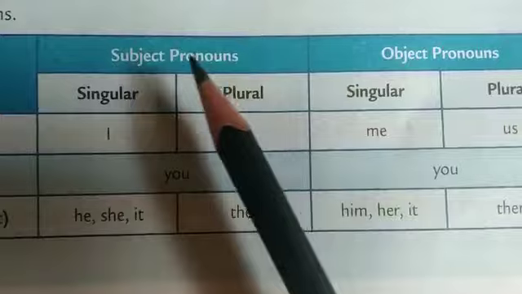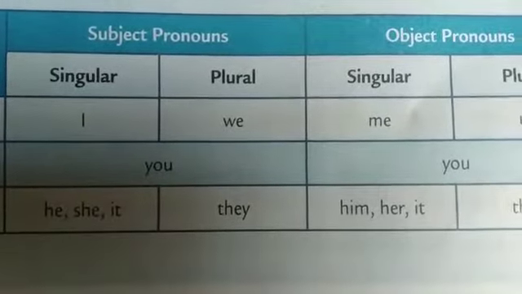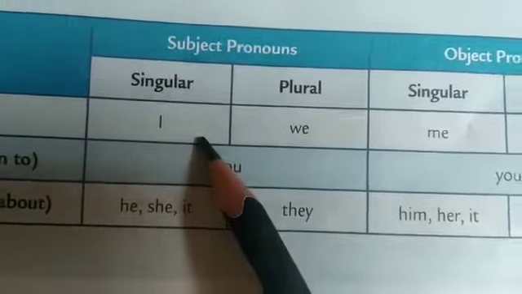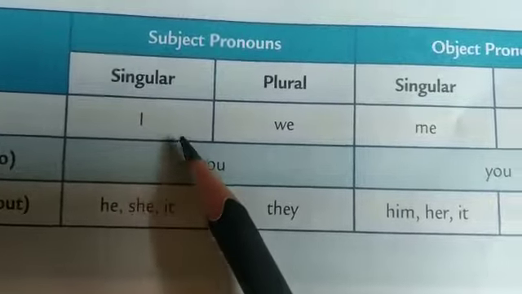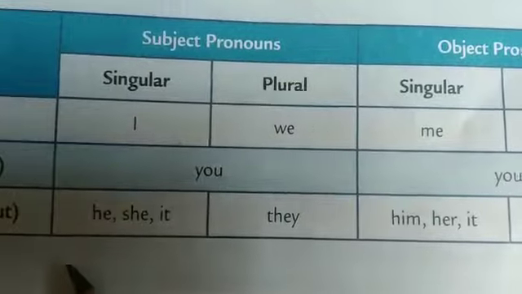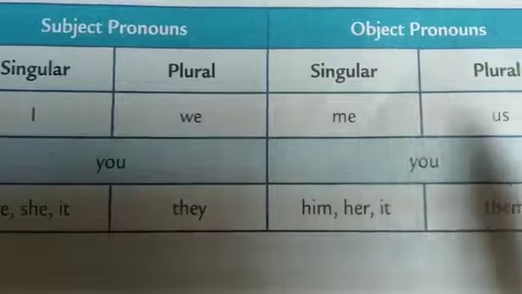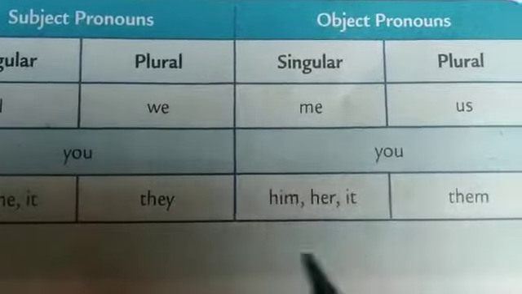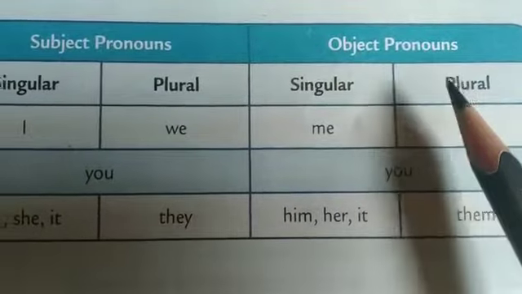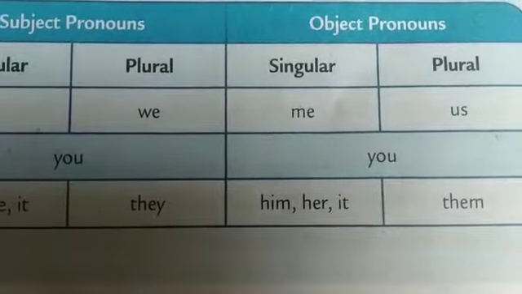Now, it is divided into subject pronoun and object pronoun. When the personal pronoun is the doer of the action or it is the subject of the sentence, then it is called subject pronoun. But when the personal pronoun receives the action done by the subject, then it is called the object pronoun. Means when it is acting like an object, it's the object pronoun.